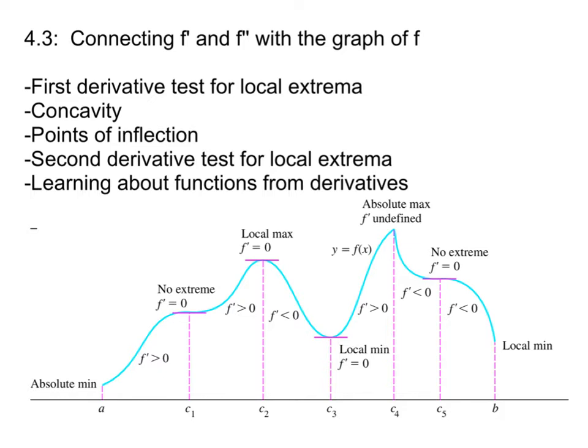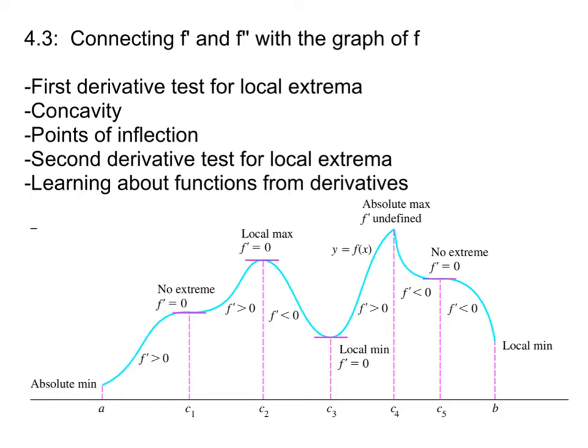So if we look at this graph, it makes sense what an absolute minimum is. The absolute minimum is the smallest point on this function. This function f is defined from a to b. Over here, if we look at b, that's a minimum, but it's not the absolute minimum for the whole function. The absolute maximum, where is it? Hopefully you pointed here at c4. That's where the absolute max is.